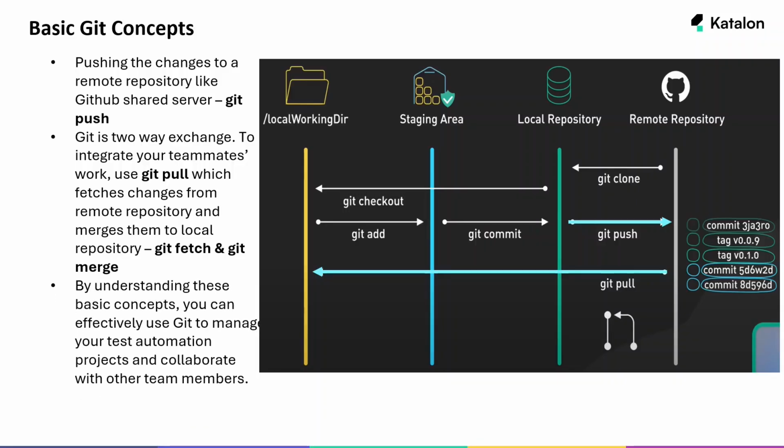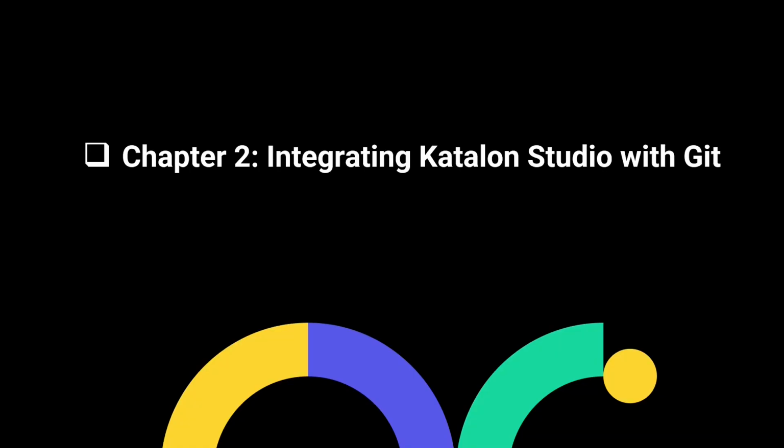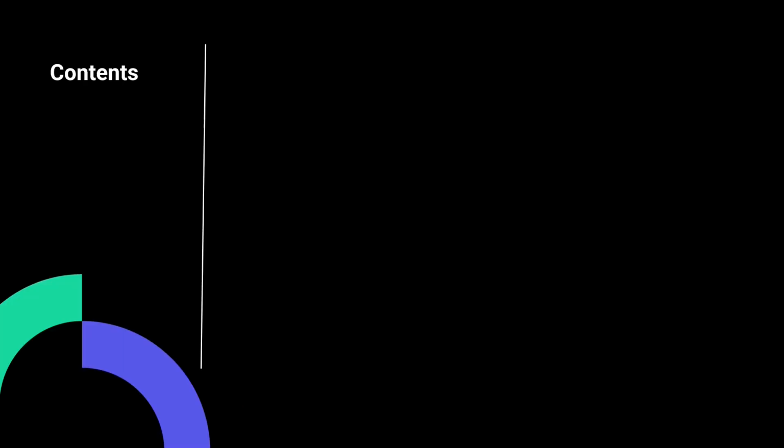By understanding these basic concepts, you can effectively use Git to manage your test automation projects and collaborate with other team members. Chapter 2, Integrating Katalon Studio with Git. Till now, we understood Git as a standalone application. As part of section 1 in chapter 2, I'm going to explain what we mean by Git integration in Katalon Studio and how it helps automate your test cases in Katalon Studio by using Git integration.